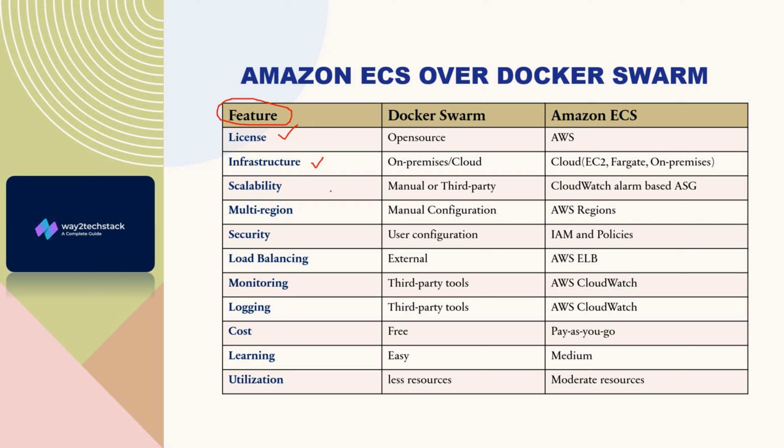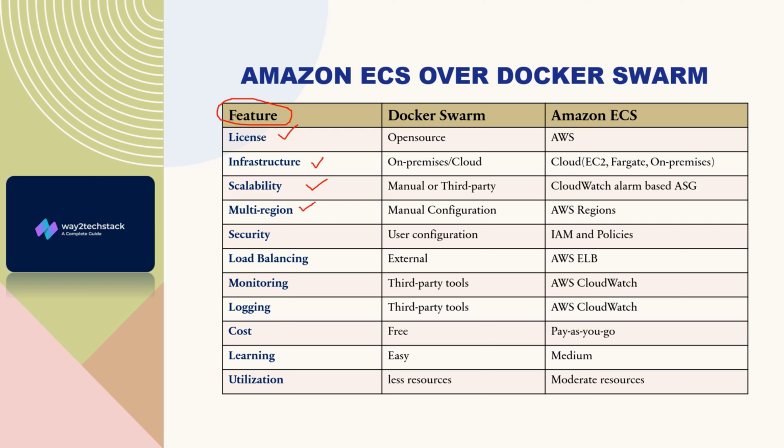Now, what about scalability? We have to manually configure for Docker Swarm or we need to use third-party tool. Whereas in ECS, we can integrate CloudWatch alarm with auto scaling group so that whenever the alarm gets triggered, I can increase the number of nodes in the cluster or I can decrease the number of nodes, which comes under auto scaling group.